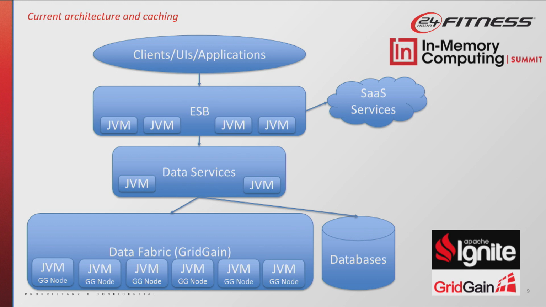We started off with 4 JVMs or 4 GridGain nodes, and then as we added more data into the system, we scaled horizontally and added 2 more JVMs. And I suspect over time we're going to add more JVMs as we start caching more data. But basically, we made the data grid a first-class citizen in our architecture.